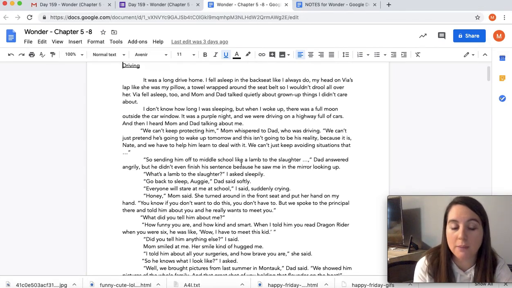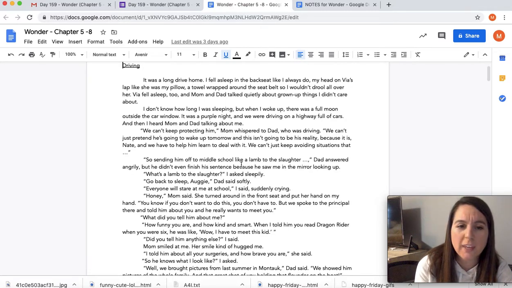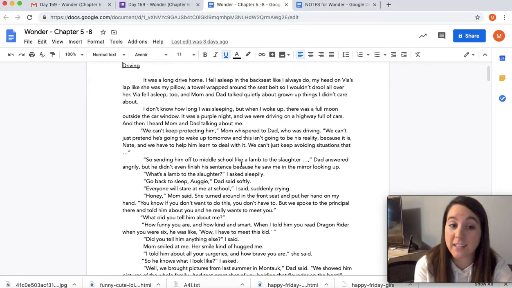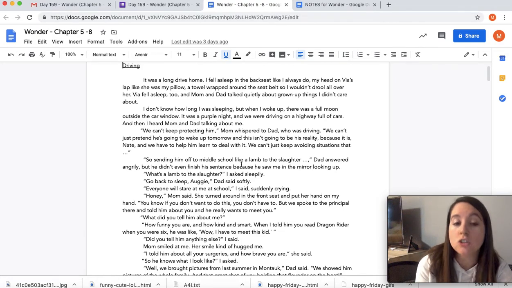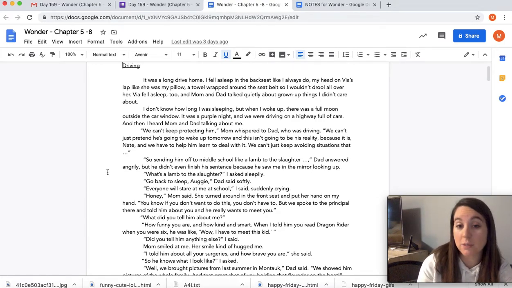And then I heard Mom and Dad talking about me. "We can't keep protecting him," Mom whispered to Dad, who was driving. "We can't just pretend he's going to wake up tomorrow and this isn't going to be his reality, because it is, Nate, and we have to help him learn to deal with it. We can't just keep avoiding situations that..." "So sending him off to middle school like a lamb to slaughter?" Dad answered angrily. But he didn't even finish his sentence because he saw me in the mirror looking up.